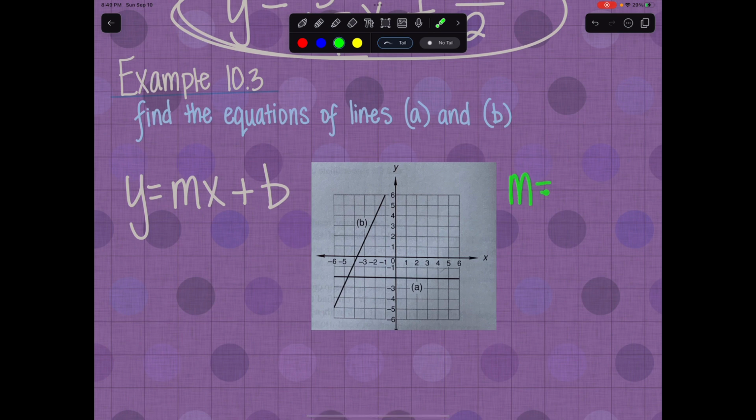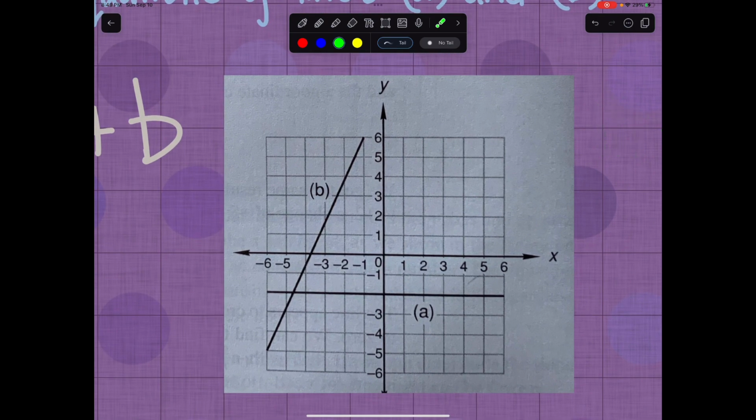Remember that the slope is rise over run. How much does it go up and down versus how much does it run? So rise over run, how much does it rise? Let's find a place where we can sort of estimate 2 points. I would say one is here. The other one is here, where it's definitely on that corner, and that's going to be -6, 5.